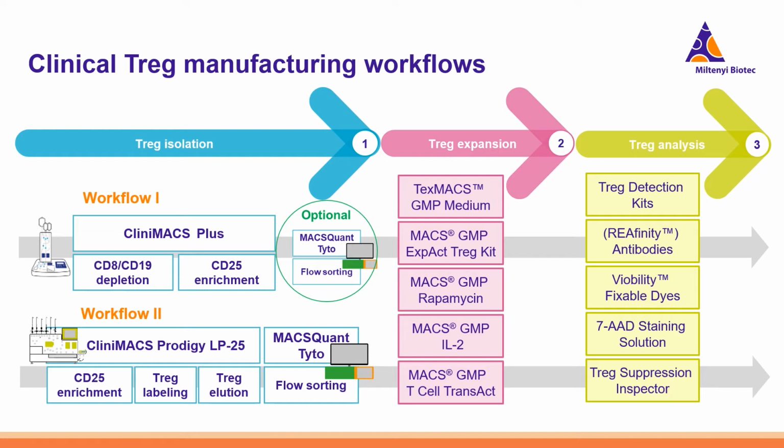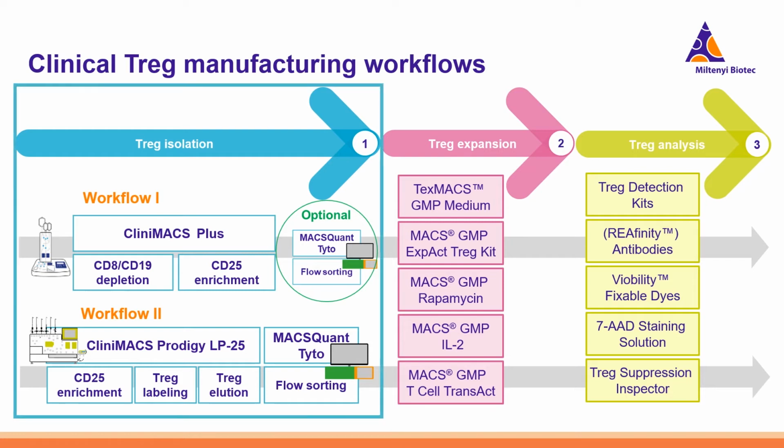But the main point that makes these two workflows different is related to the isolation step. As many of you might know, Treg is a rare subpopulation of T cells, around 1 to 4% of whole PBMCs, and isolation of them is really challenging. So recovery and purity of isolated Tregs are really critical factors that we will discuss during the presentation. And workflow 1 and workflow 2 answer your needs.